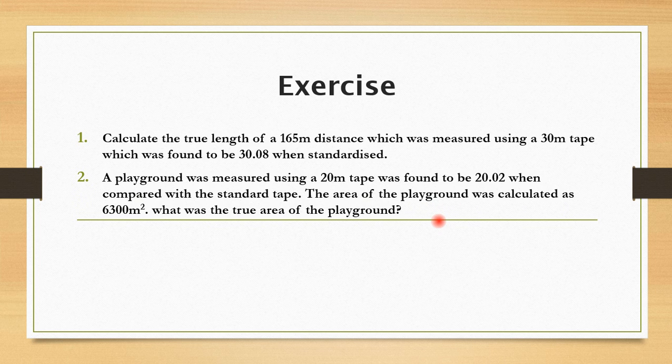The second question: a playground was measured using a 20 meter tape and was found to be 20.02 meters when compared with the standard tape. The area of the playground was calculated as 6,300 square meters. What was the true area of the playground? Try these two questions to see whether you've gained something from our discussions.